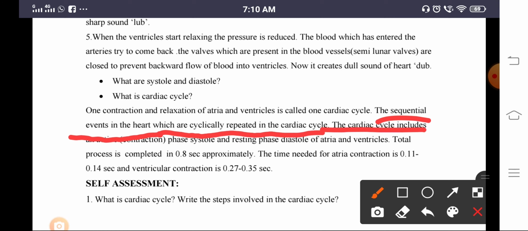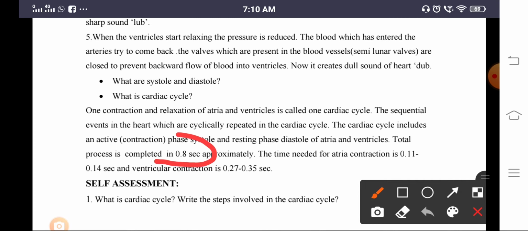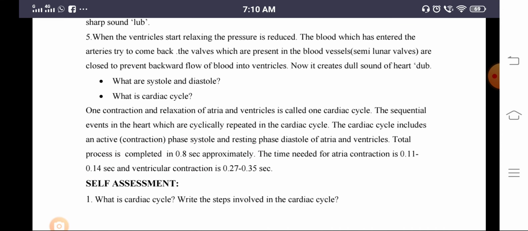The cardiac cycle includes, very important here, one heartbeat, one lub, one dub, or one systole, one diastole, or one contraction, one relaxation is called heartbeat. So what is the time for one heartbeat? It means 0.8 seconds. It is very important at examination level. For one heartbeat, the time period required is 0.8 seconds, in which contraction of auricles takes 0.11 to 0.14 seconds, and ventricular contraction takes 0.27 to 0.35 seconds. You have to keep this in your mind.